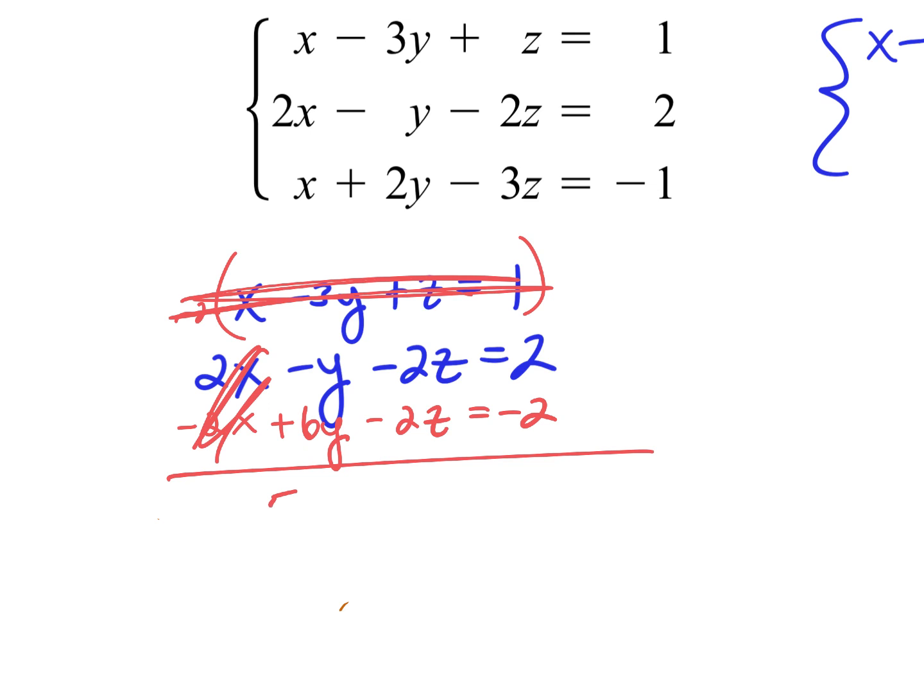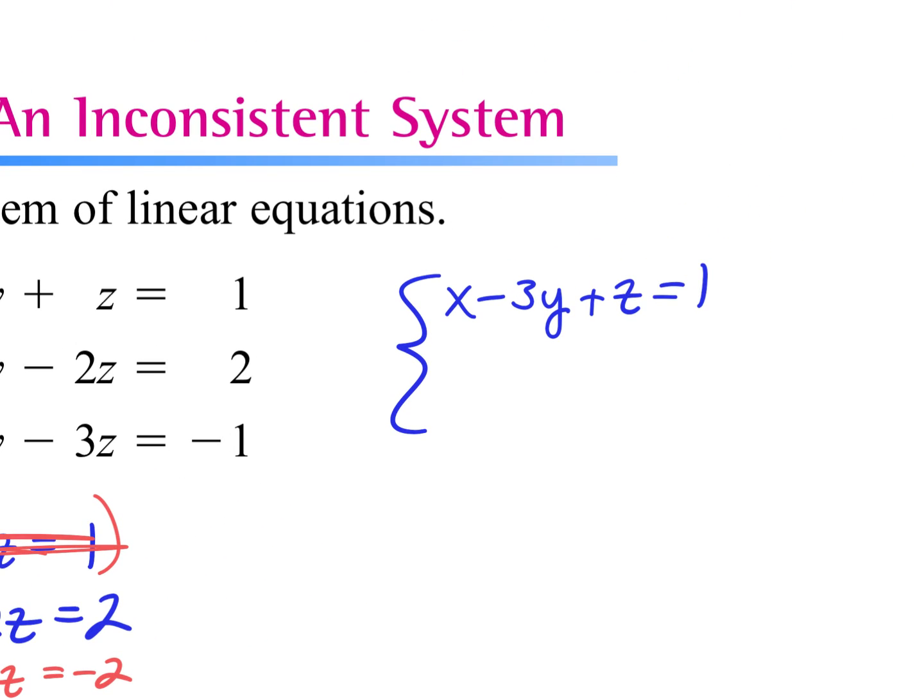X's cancel. I have 5y minus 4z equals 0. Is that an okay equation? Absolutely. I needed a y and a z, and I'd have that. So I have 5y minus 4z equals 0.